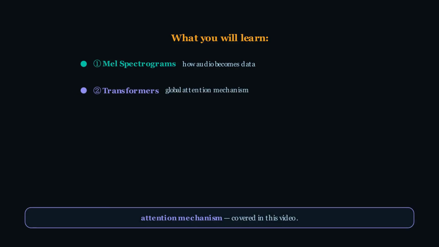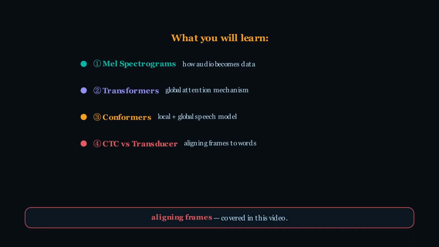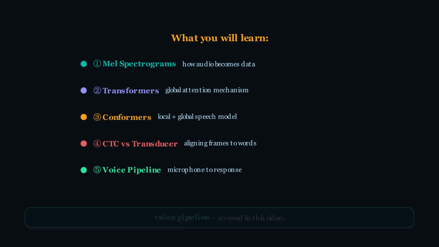Transformers, the global attention mechanism that powers modern AI. Conformers, combining global attention with local convolution. CTC versus transducer, aligning audio frames to output words. The full voice pipeline, from microphone signal to spoken response.